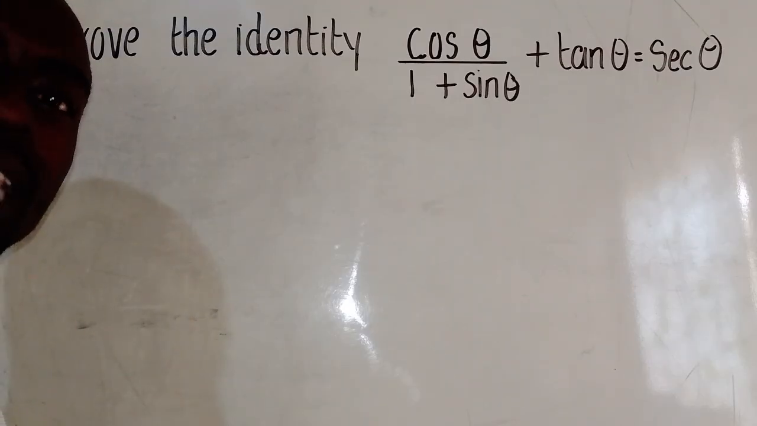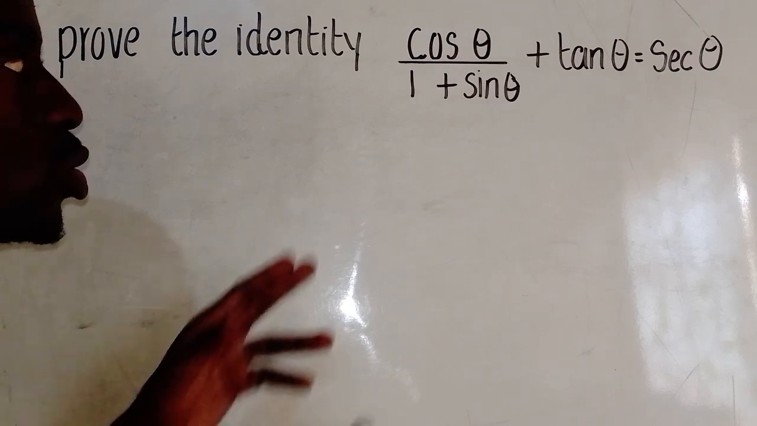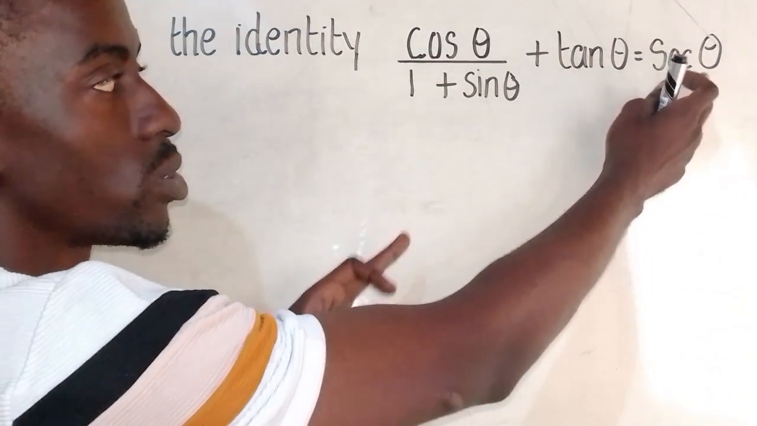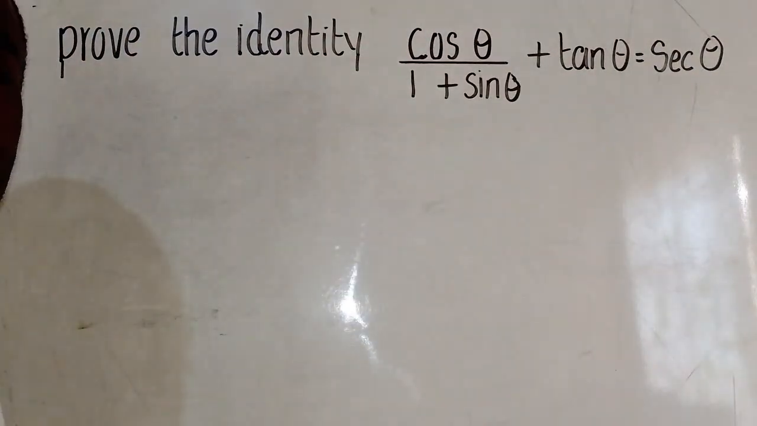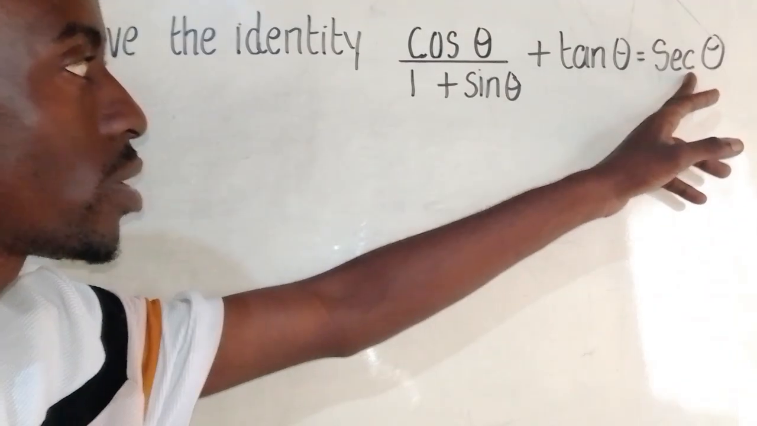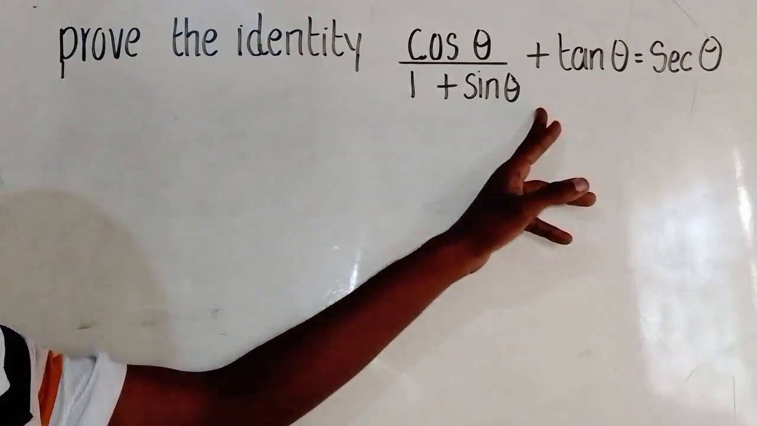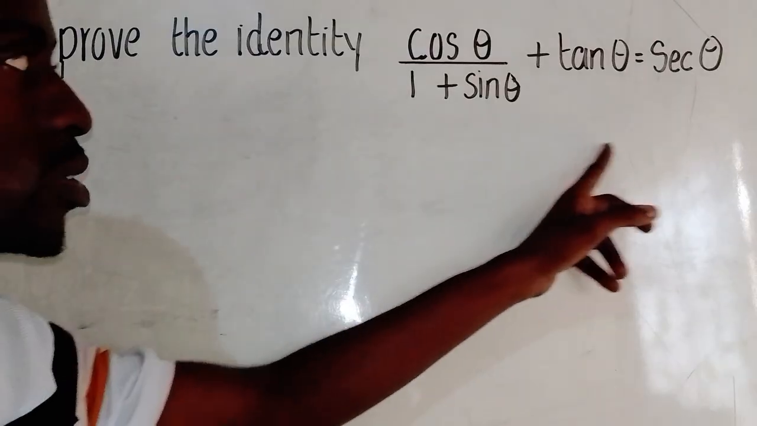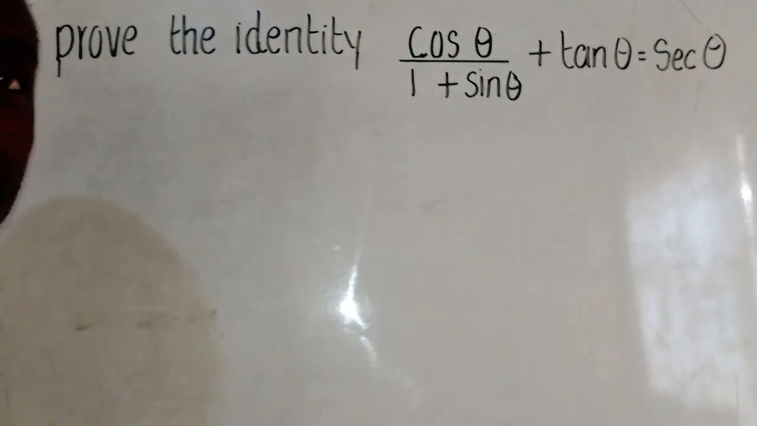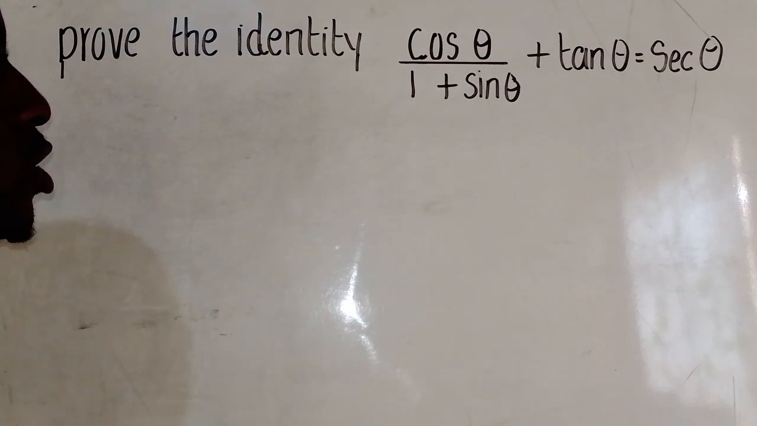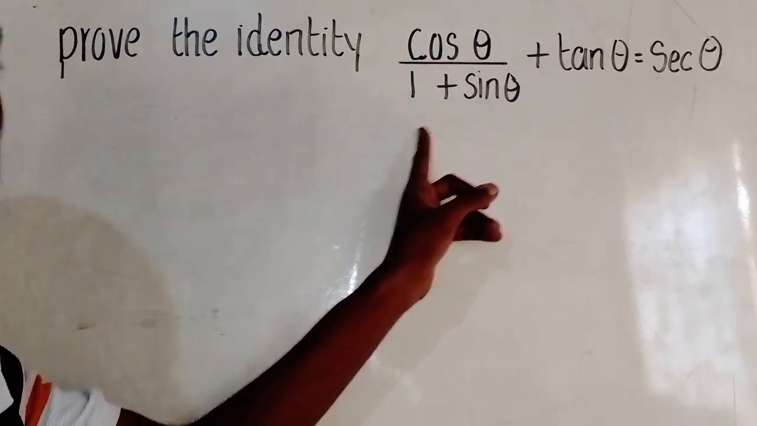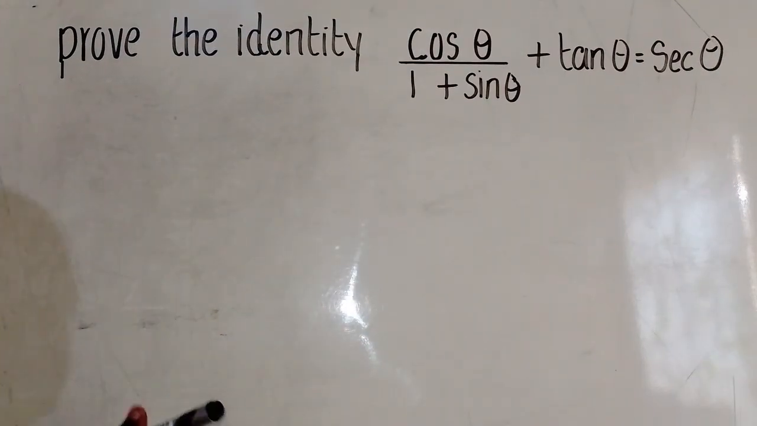When they say prove the identity, it simply means to show that this side is equal to this one. You can pick any side to prove that it's the same as the other, or you can pick the other side to show that it's the same as this one. You can use any side which you want to. For me, I'll pick this side here. So what you do is like this.